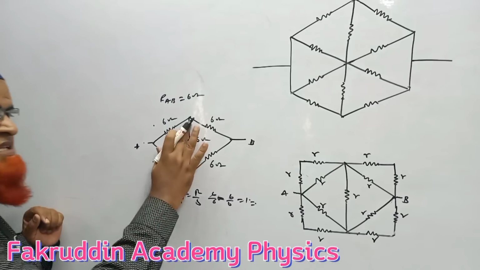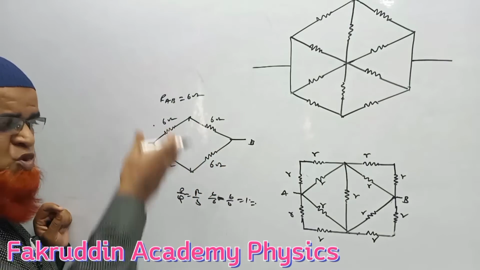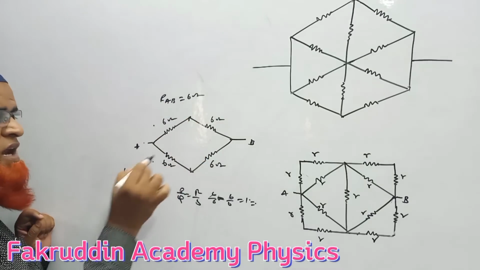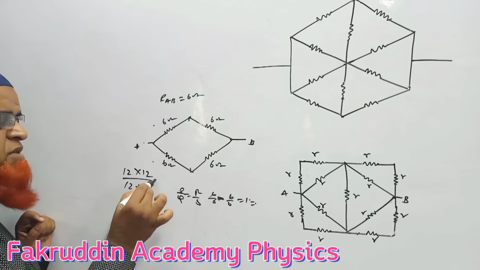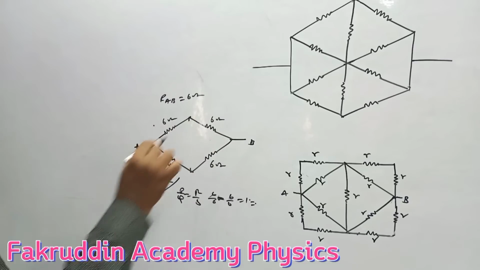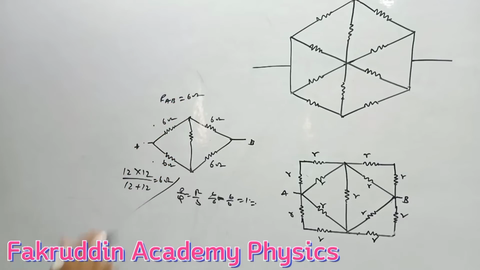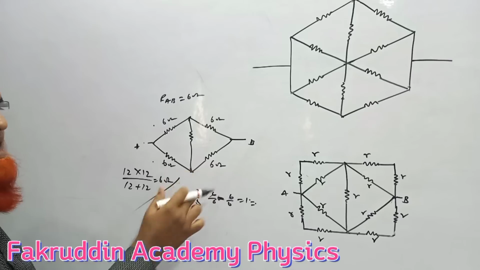Why? The reason is when you remove the middle one, because this is the balanced Wheatstone bridge, no current passes through the middle one. Therefore 6 plus 6 is how much? 12. This is also 12. So 12 into 12 by 12 plus 12 is again 6 ohms only. If you want, you can check it out. The shortcut method is if all the resistors are the same, then the answer will be any one. If this is 12, 12, 12, 12, the answer is 12. If this is R, R, R, R, the answer is R.